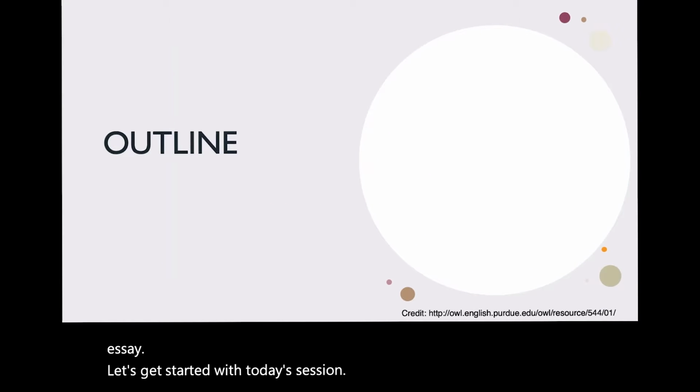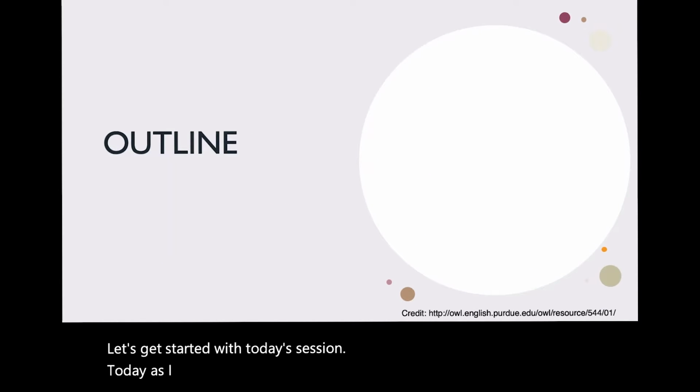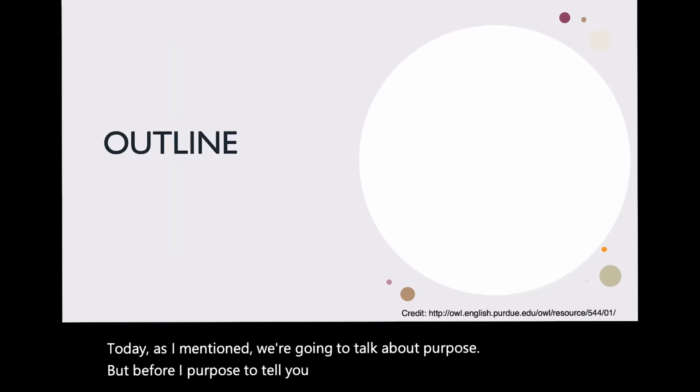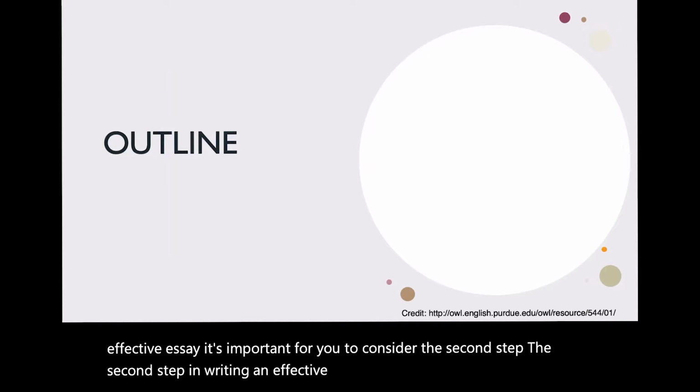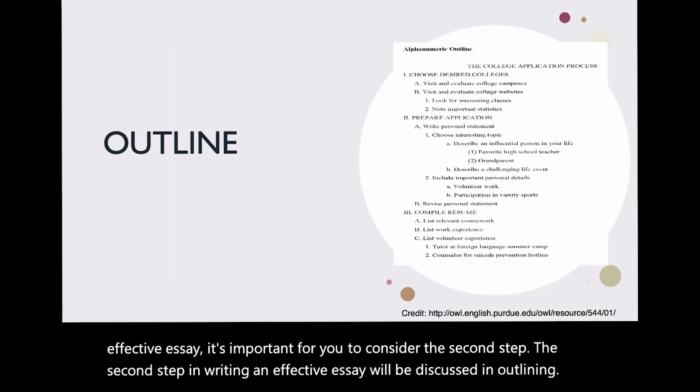Today, as I mentioned, we're going to talk about purpose. But before I tell you the different ways you can write an effective essay, it's important for you to consider the second step. The second step in writing an effective essay will be discussed in outlining. That's the O in PODS.